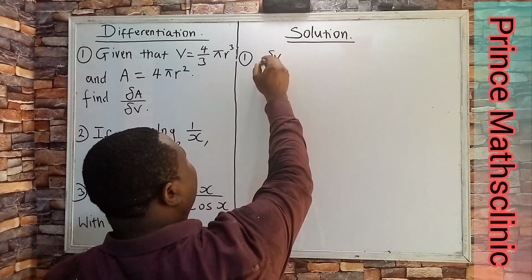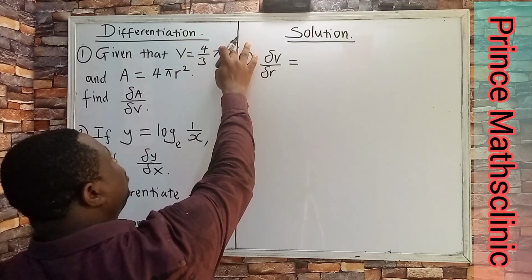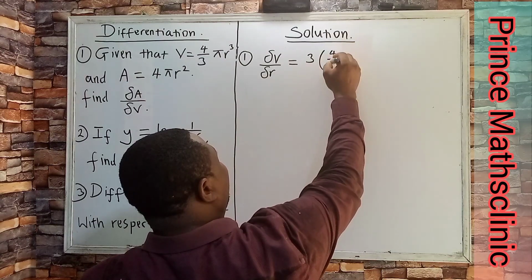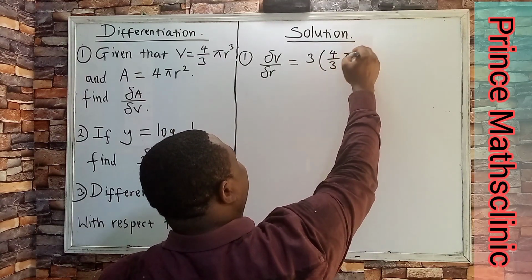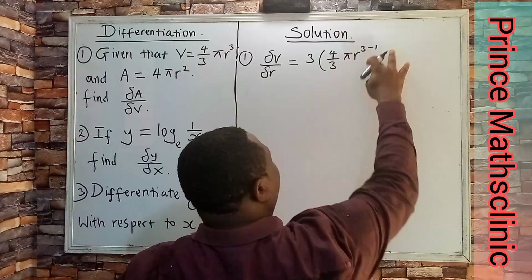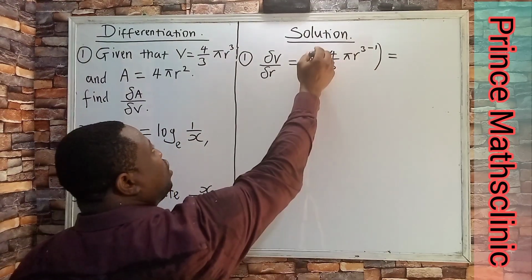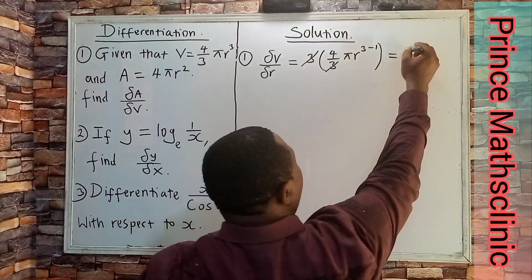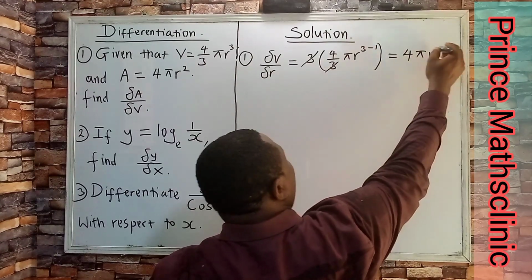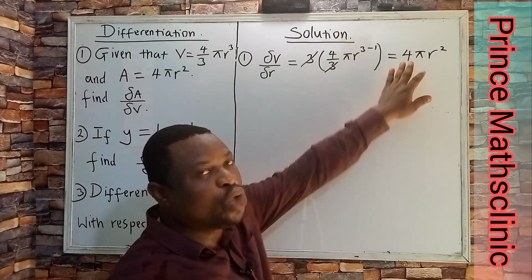So if I differentiate V with respect to r, you take this 3 and multiply it by 4/3, then pi r, then you take 1 away from the power. That's what the rule of differentiation tells us. So 3 cancels 3, I'm going to have 4 left, then pi, then r. 3 minus 1 gives us 2. So if you differentiate V with respect to r, this is what you would obtain.